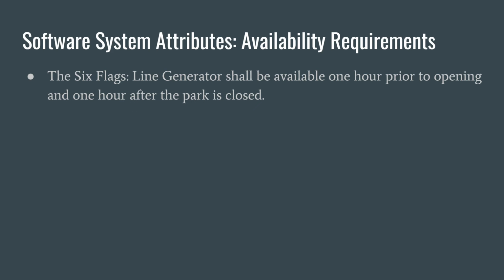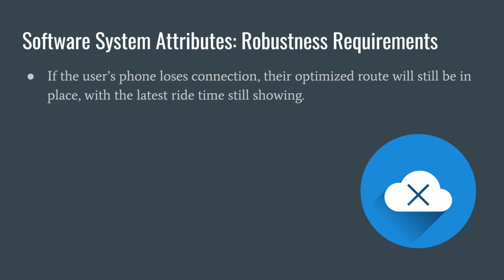So first, we'll be addressing the availability requirements, which the Six Flags line generator will be available 1 hour prior to opening and 1 hour after the park is closed, just so we can allow customers to have more flexibility to plan ahead, or if they're staying a little bit after hours, we'll give them the option to still use the application.